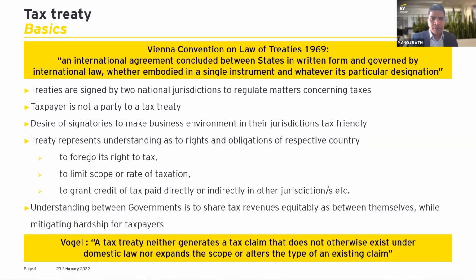Now, a treaty, of course, represents different dimensions, whether it is right to be foregone, limiting scope or rate of taxation, credit, etc. And the fundamental reason why governments sign a tax treaty is to keep the trade and commerce in perspective and ensure that their share of tax, looking at the trade and commerce, is really aligned as per their respective intentions. And like Vogel rightly says, a tax treaty neither generates a tax claim that does not otherwise exist under the domestic law, nor does it expand or alter the type of an existing claim. And I think that is a very critical statement to put things in perspective when we look at some specific controversies around MFN. We'll move on.